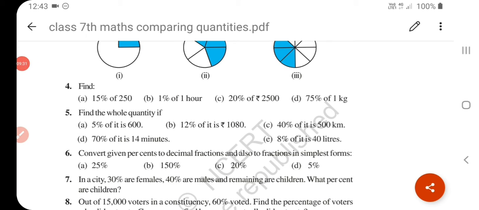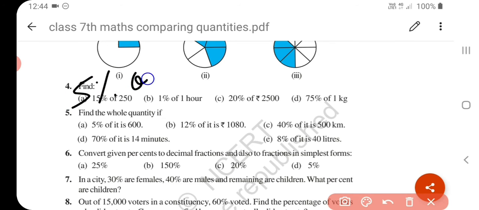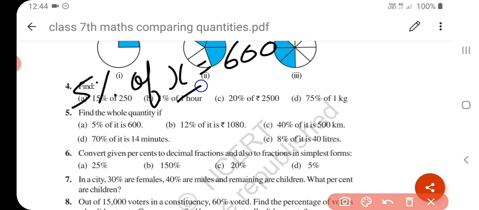Now question number 5, find the whole quantity if 5% of it is 600 rupees. It means we have to find the whole quantity. What is your whole quantity? It's given 5% of whole quantity is 600. So let the quantity be x. So 5% of x is equal to 600. So you have to find x.